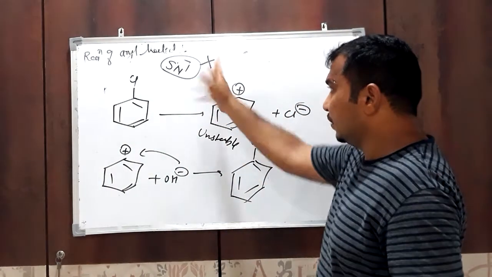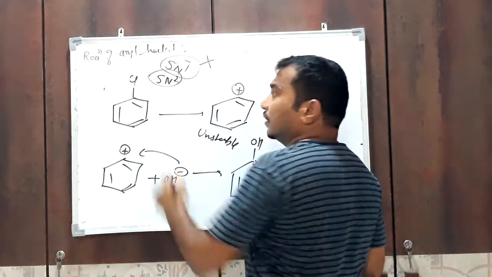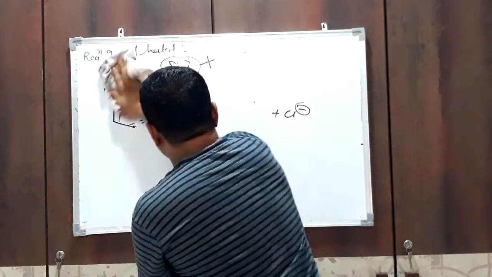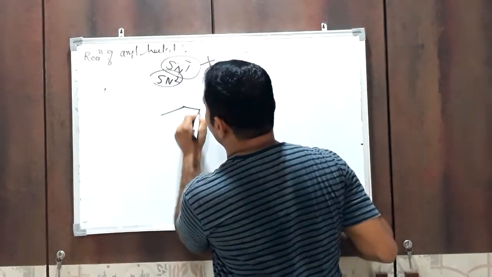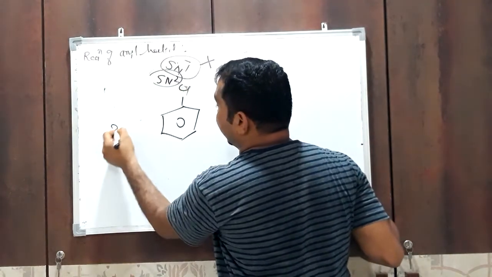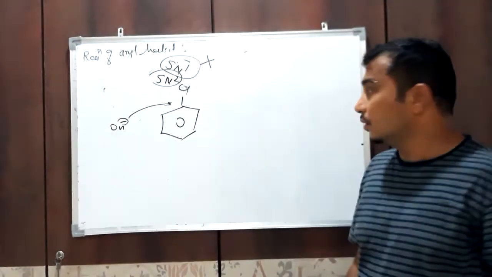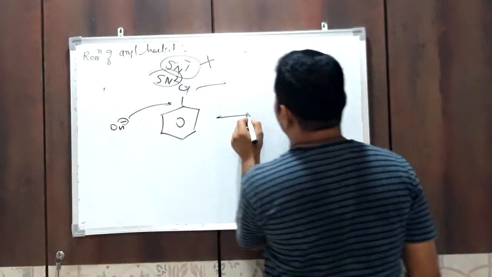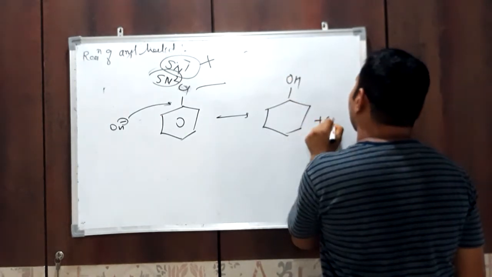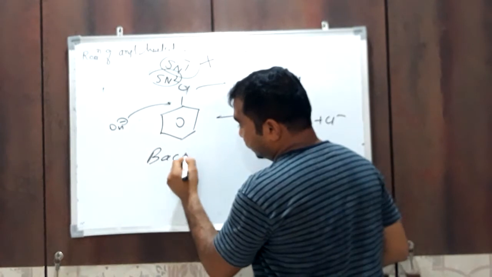Suppose SN1 is not there, consider SN2. In SN2, what are the steps? The nucleophile OH minus ion will attack from the backside and replace chlorine. This is the step. Backside attack is there.